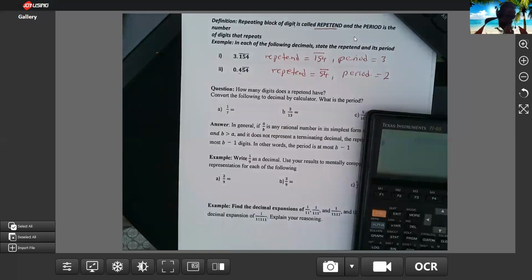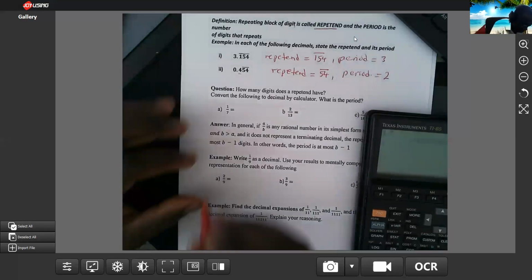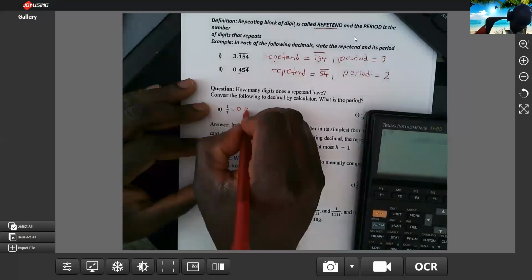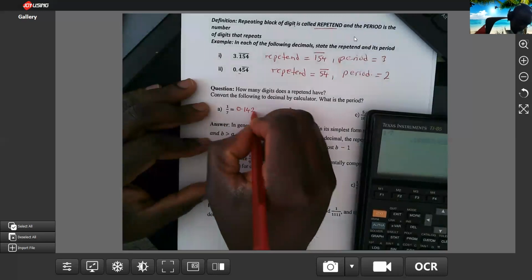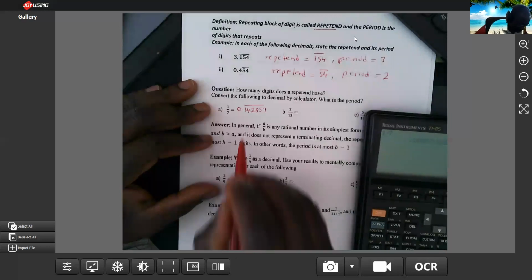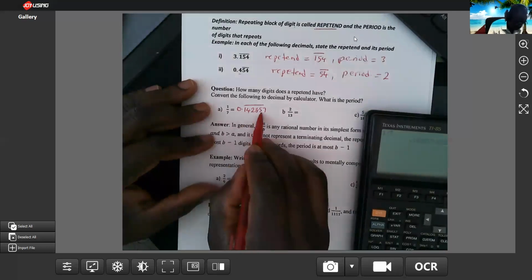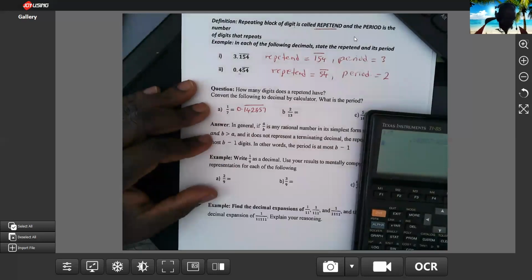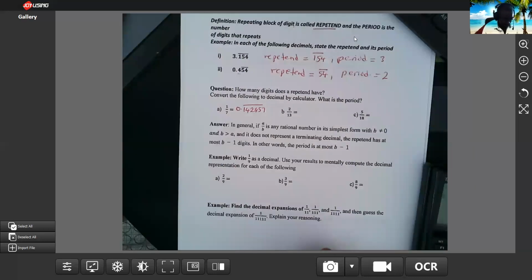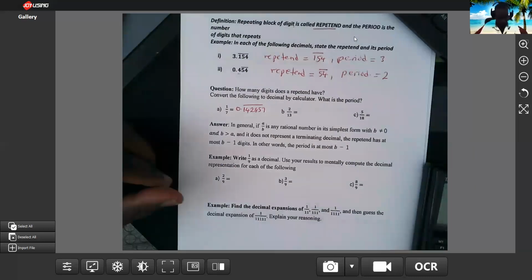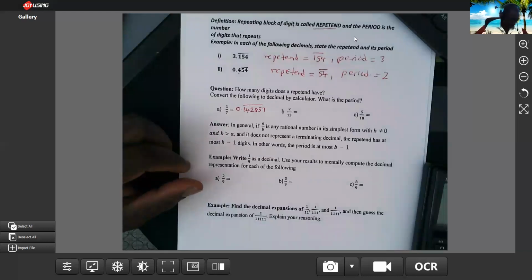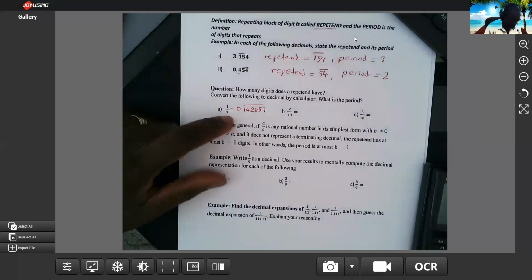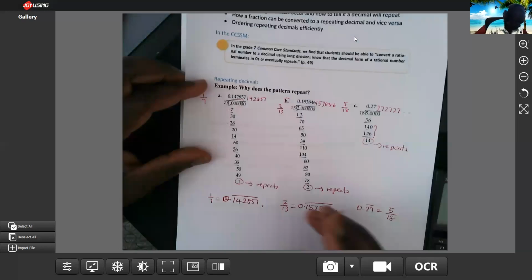So what would be the period? What is the period given any rational number? This is 0.142857, and that's what repeats. How many digits are there? 1, 2, 3, 4, 5, 6. Now the question is how many remainders before the pattern begins to repeat?